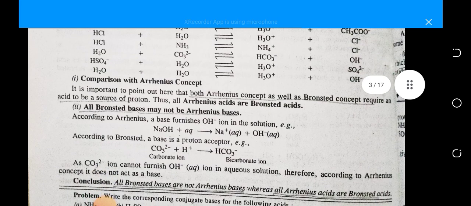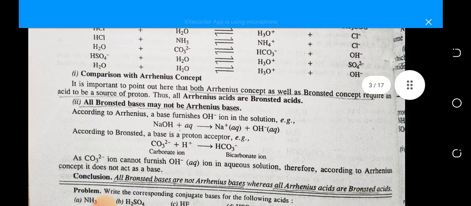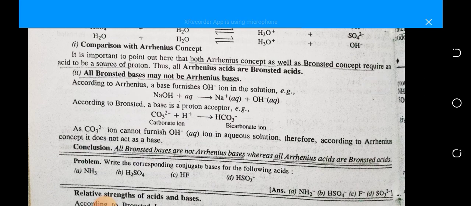Comparison with the Arrhenius concept. It is important to point out here that both the Arrhenius concept as well as the Bronsted concept require an acid to be a source of protons. Number one, all Arrhenius acids are Bronsted acids. Number two, all Bronsted bases may not be Arrhenius bases.